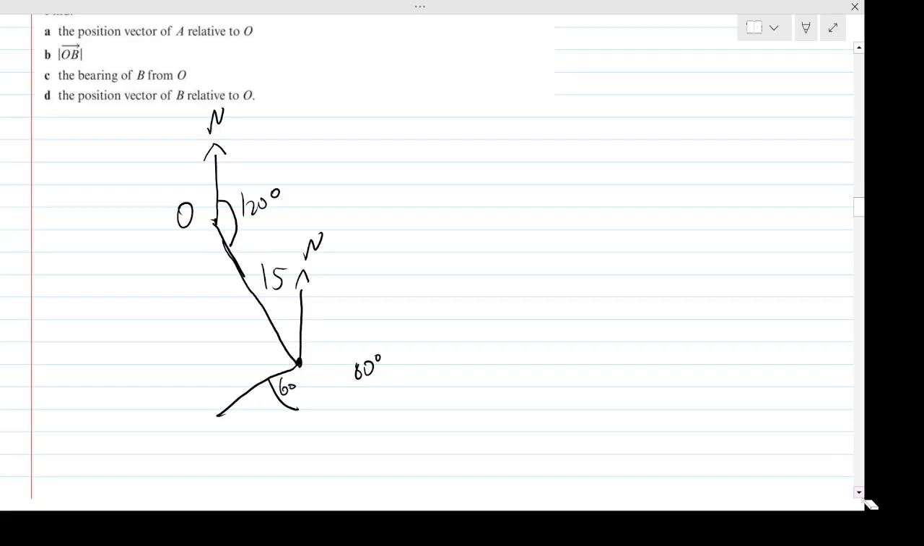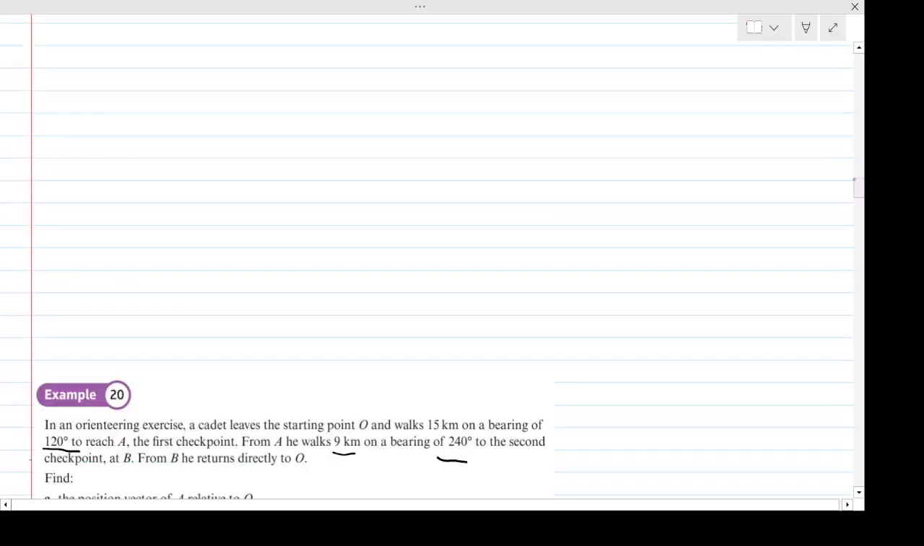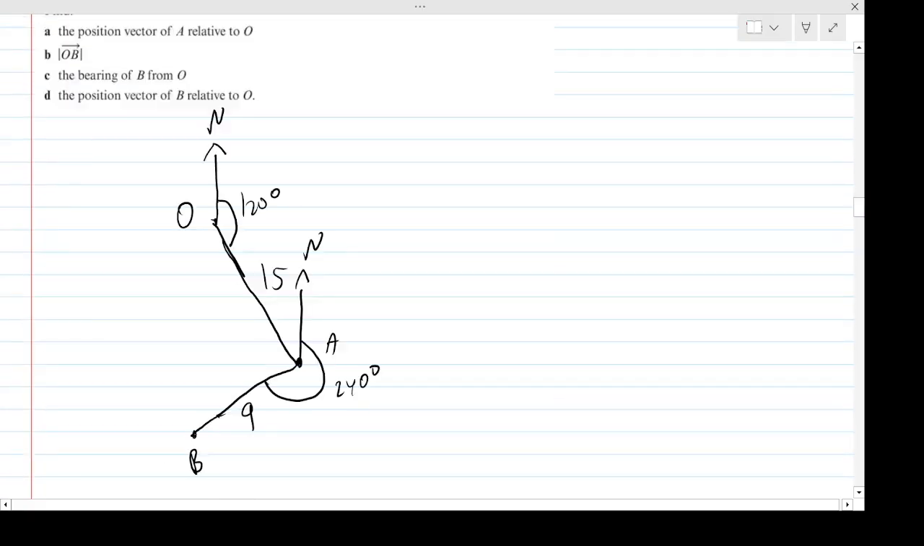So if we do the whole angle then, that would be 240 at A. Then we go along this line here for 9 kilometres, and then we reach the point B. Then we're told from B, he returns to O. So at that point, we can just connect B back to O in this way. And there we are. You can start to see a triangle emerge now. Okay, cool. So this is our diagram here.